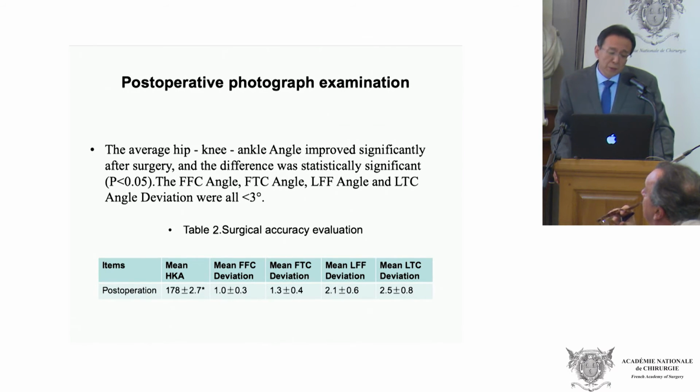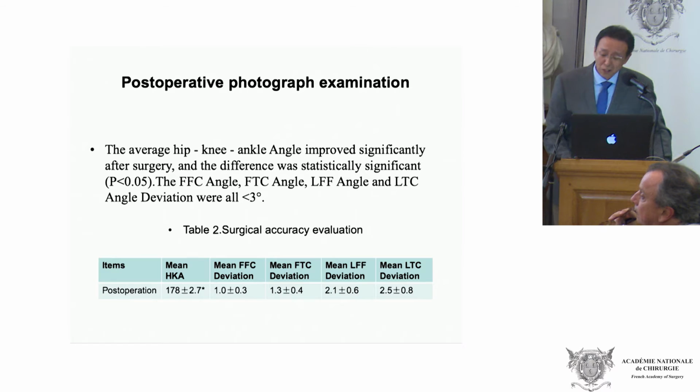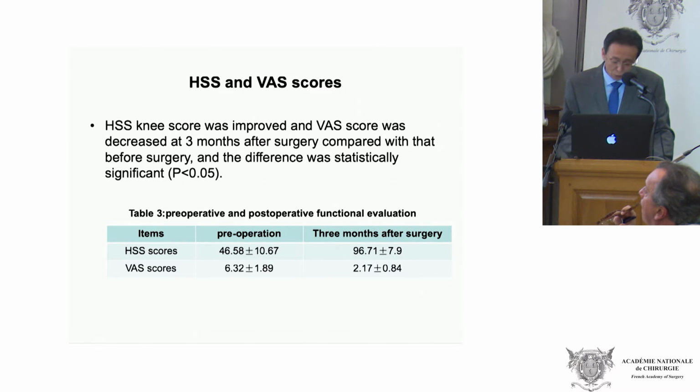Post-operation, mean HKA 178 ± 2.7. Mean FFC deviation 1.0 ± 0.3. Mean FTC deviation 1.3 ± 0.4. Mean LFF deviation 2.1 ± 0.6. Mean TC 2.5 ± 0.48.